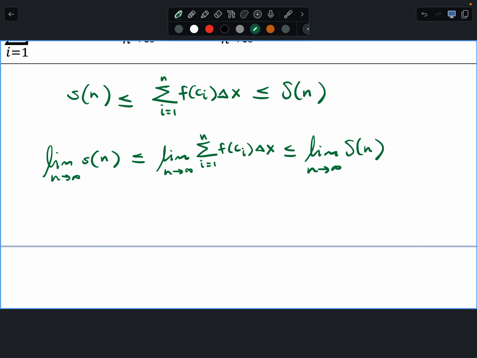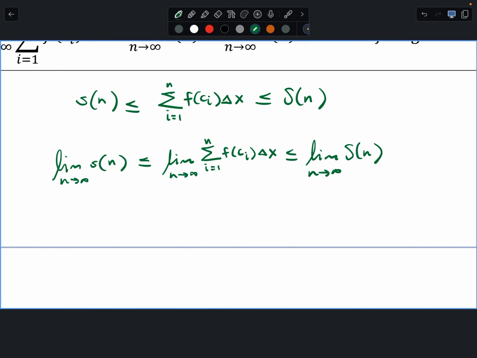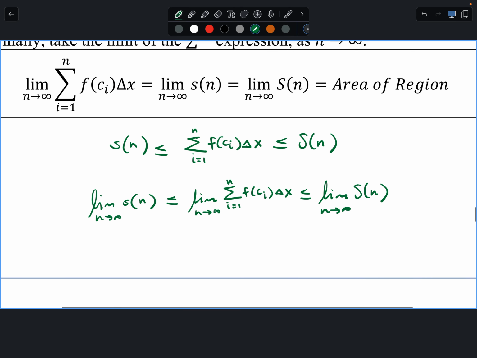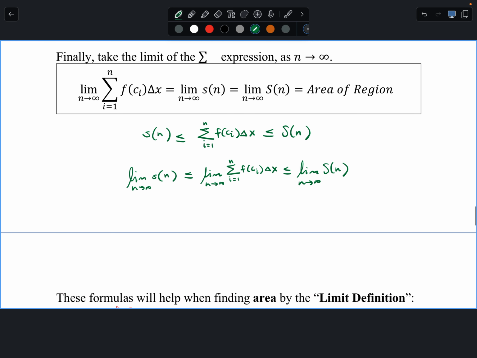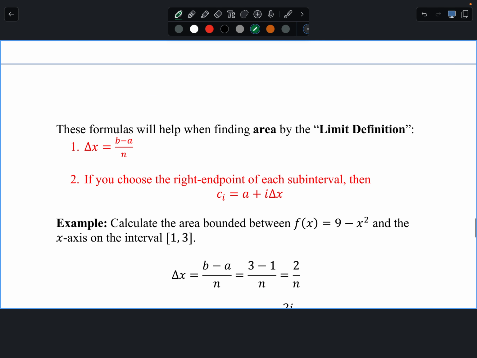Distribute the negative. And then we're distributing the 2 over n in here. Wait, what is c_i again? I kind of know. It's what you're evaluating the function at to come up with the height of the rectangle. So for simplicity, so that we can use the summation formulas that I am giving you guys, we're always thinking about using the right endpoint of each subinterval. Okay. So it would be a plus delta x times i.